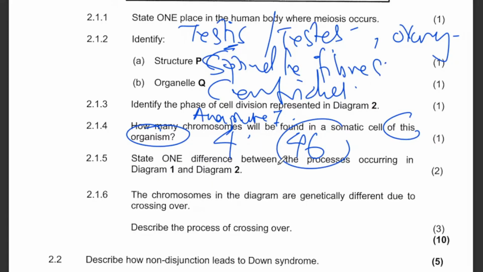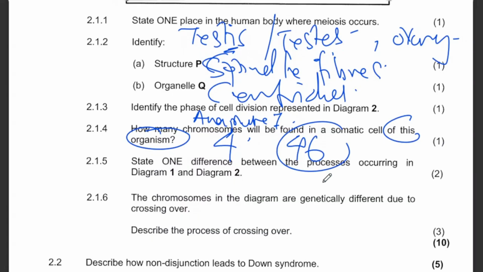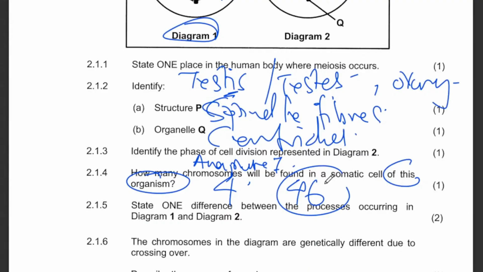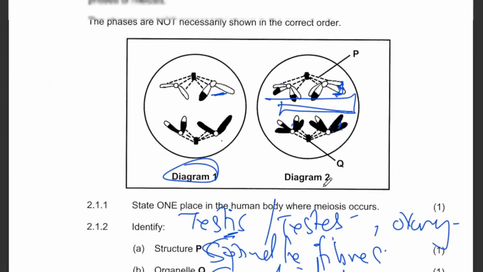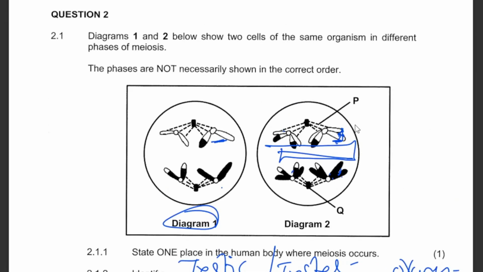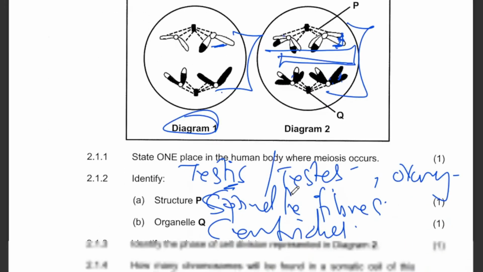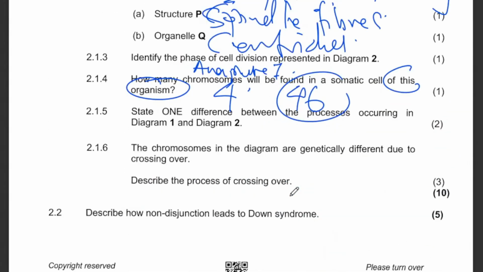Yeah, you know that Mona Lisa there. All right. State one difference between the process occurring in diagram 1 and diagram 2. In diagram 1, you just talk about the chromosomes separating and moving to opposite poles. You understand? While here, the chromatids move to opposite poles. That's it. Simple.